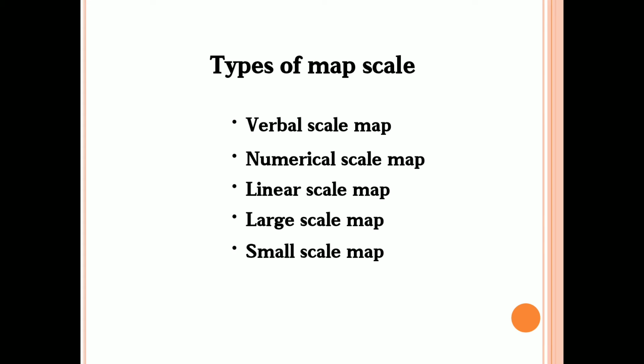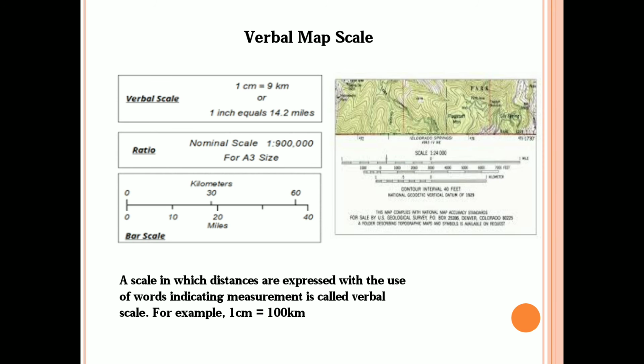Here are some types of map scale. First one is verbal scale map, numerical scale map, linear scale map, large scale map, and small scale map. First type is verbal map scale, a scale in which distances are expressed with the use of words indicating measurement is called verbal scale. For example, 1 centimeter is equal to 100 kilometer.